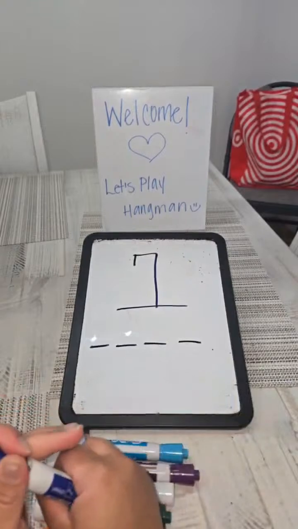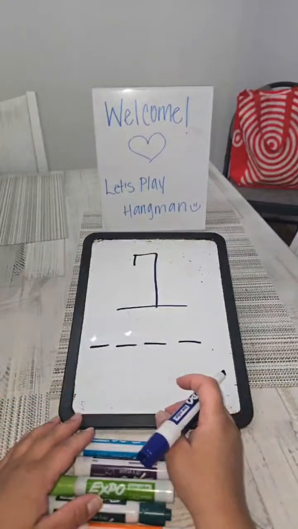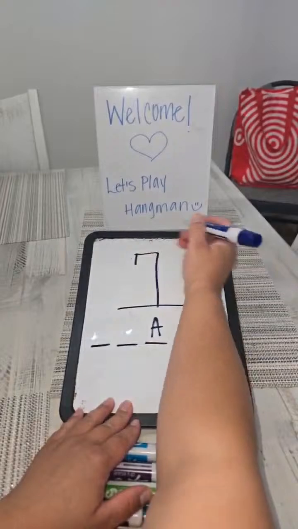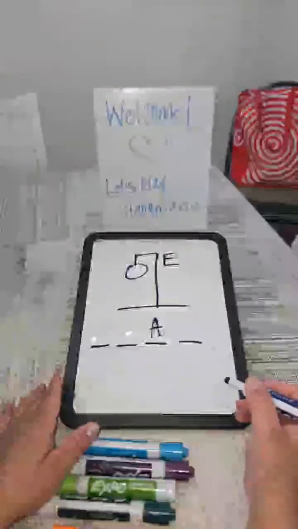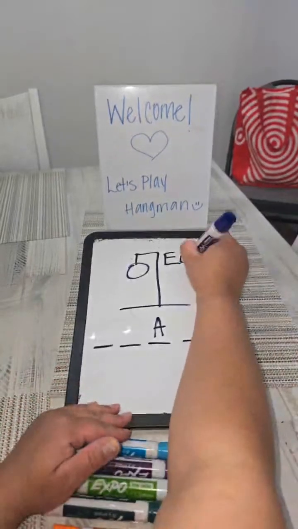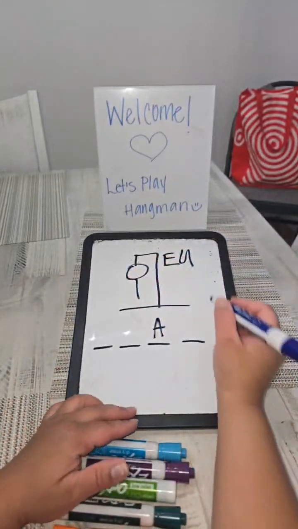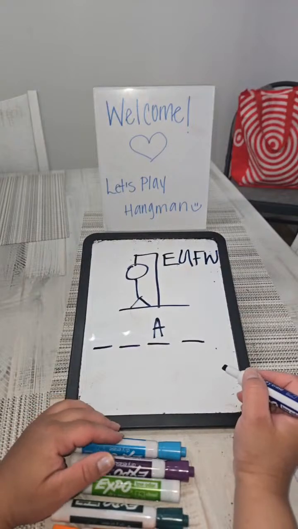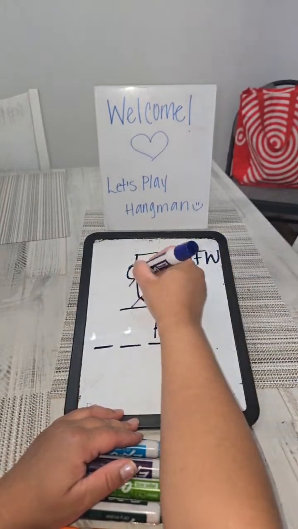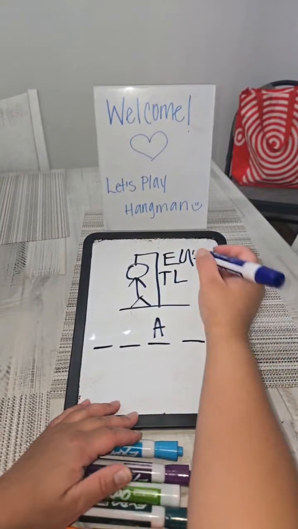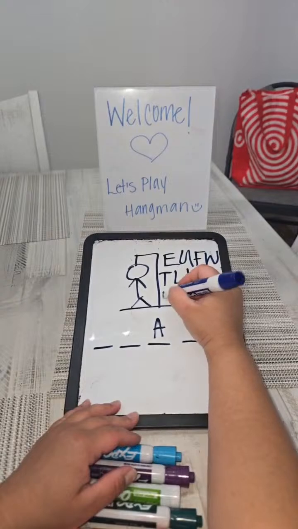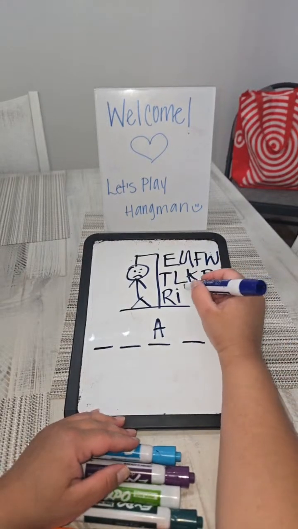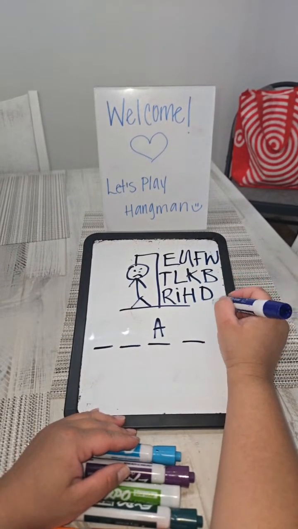And we can begin now. You guys can start guessing letters now. A, E. So there's one A, there's no E. U. There is no U. F, W. There's no F, there's no W. T, L, A. T, L, A is already there. K, B, R, I. H, D, G.